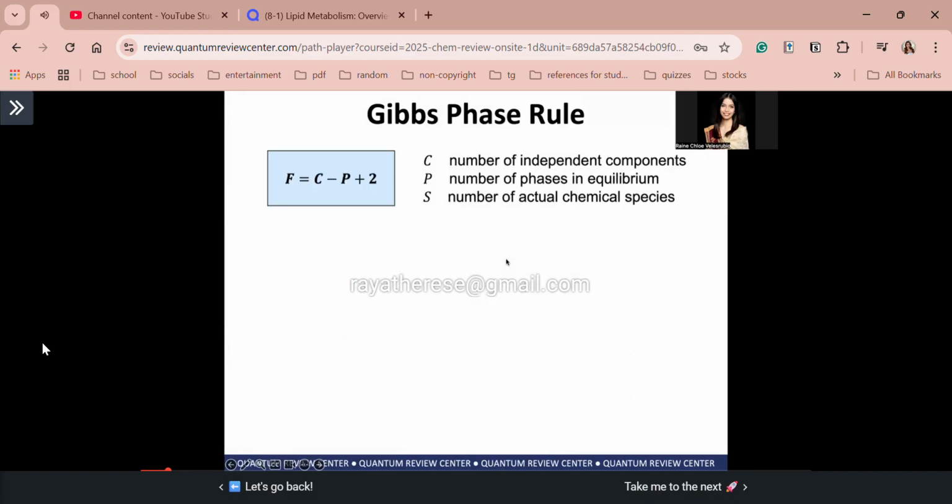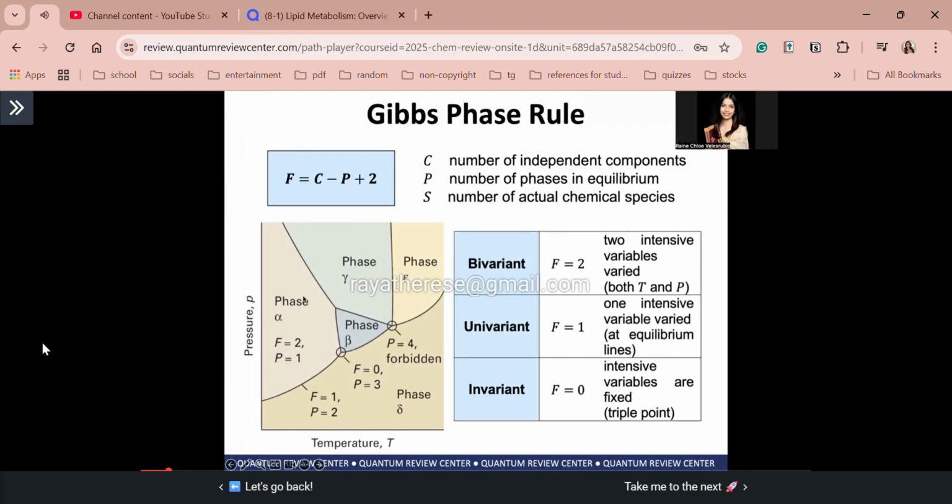Next, here we have a phase diagram. Within one phase, for example phase alpha here, how can we determine the degrees of freedom? F is equal to the number of components, which in this case is one, minus 1 because we have one phase present in this region, plus 2. The degrees of freedom is equal to 2, meaning two intensive variables can be varied, which are both temperature and pressure. And what do we call these types of systems?